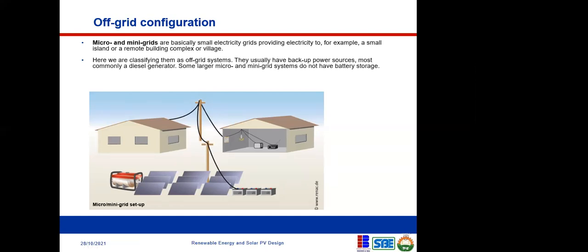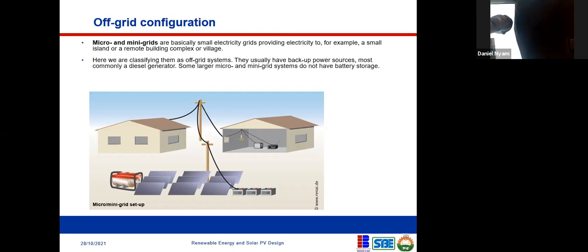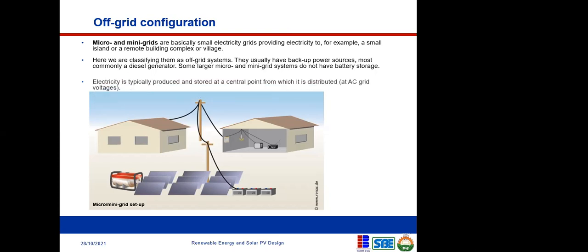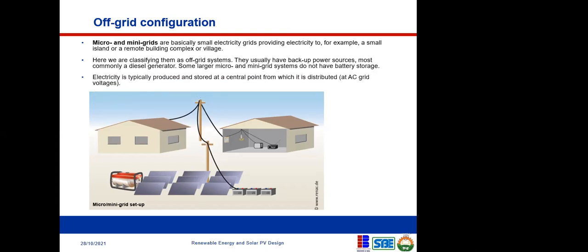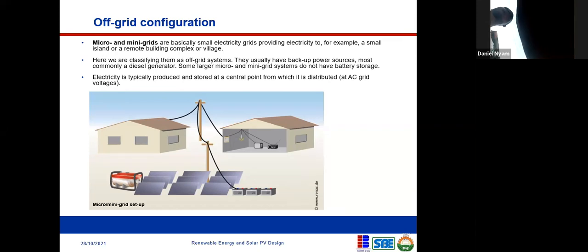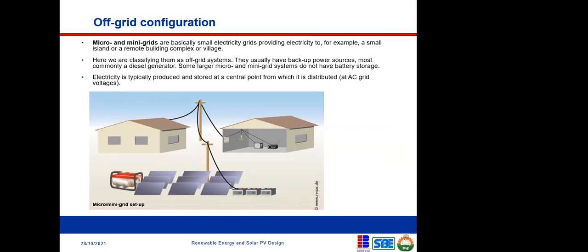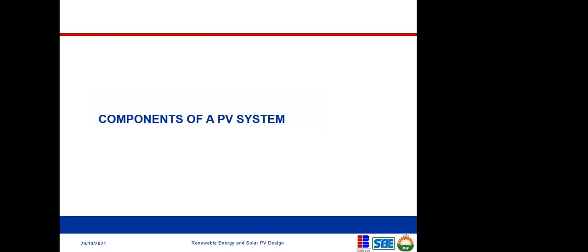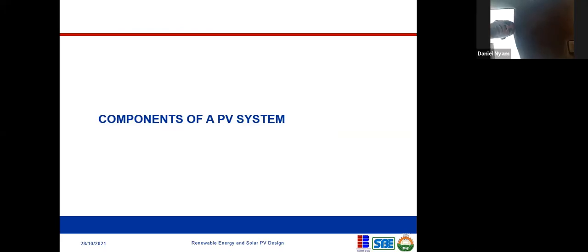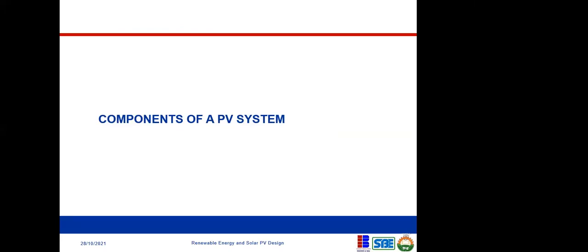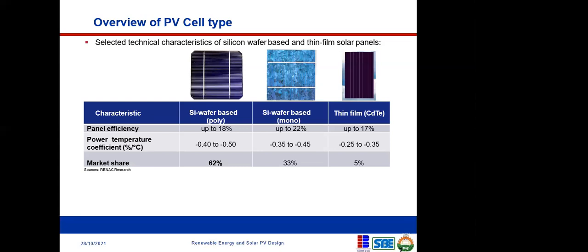So here, okay, I think I've explained this already. Now, electricity is typically produced and stored at a central point from which it is distributed. I've done this explanation, so let's just proceed. So let us go into the components of a PV system. Okay. So let us start from the basics, the PV panels, the PV cells themselves.